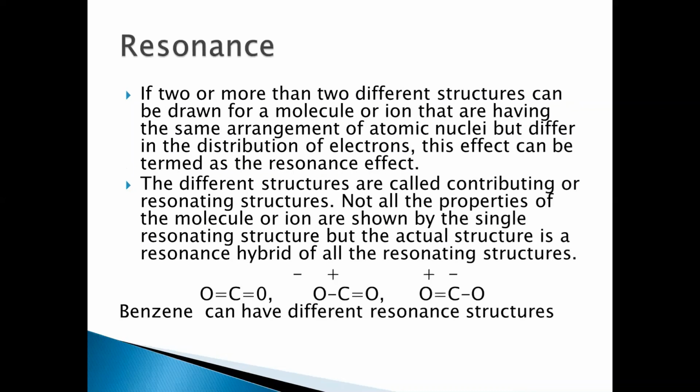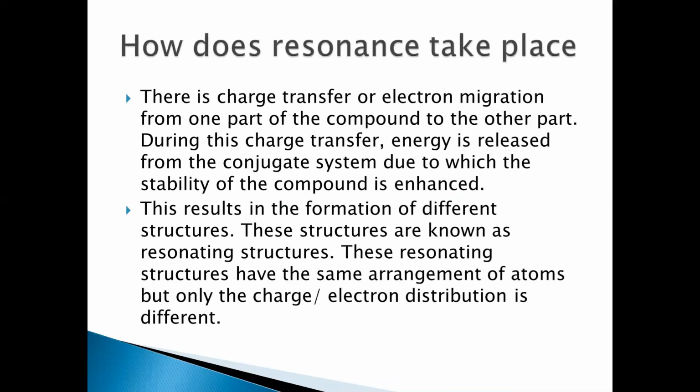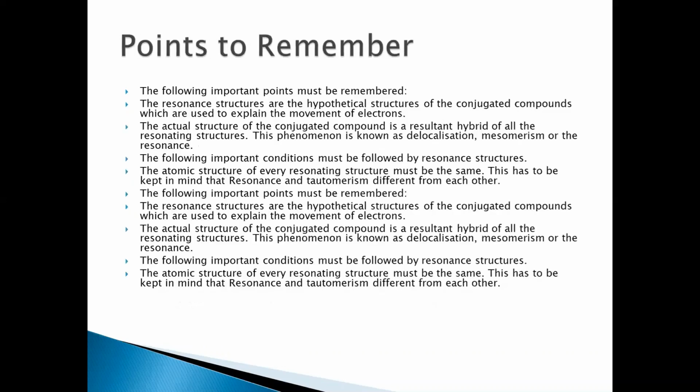So what is conjugate resonance? When we can assign two or more structures to a compound without disturbance in the position of atoms, only pi electrons are delocalized. Such structures are called resonating structures, and this phenomenon is known as resonance. If a compound has more resonating structures, we can say that it is more stable. So resonance takes place due to the shift of pi electrons, and here are some points to remember.